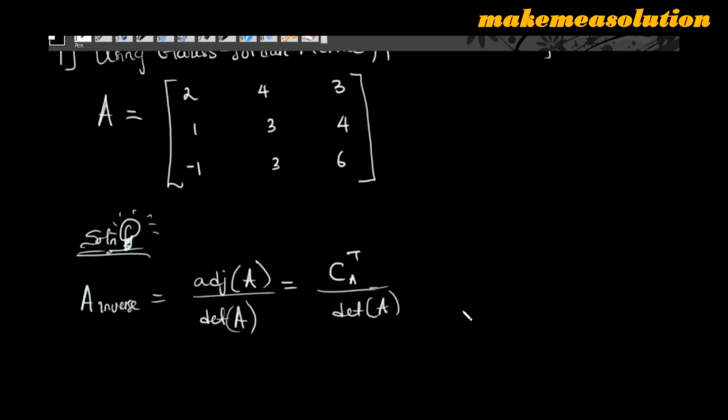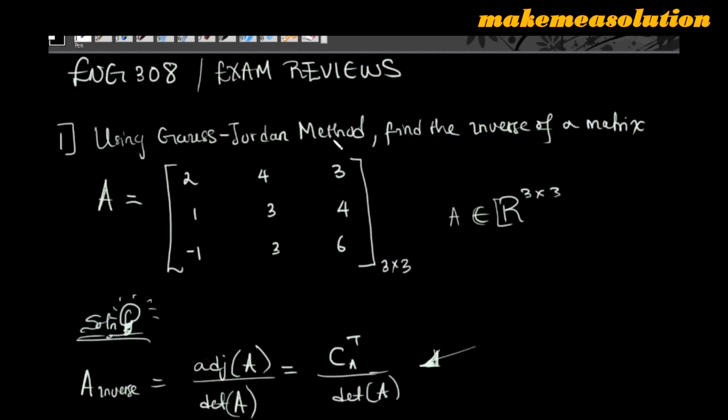Trust me, as the matrix order begins to grow, and this is a 3 by 3 matrix, or we can say A belongs to R 3 by 3, you will discover that this method is not applicable. It's time consuming. So what is the remedy? Now we have what we call the Gauss-Jordan method.